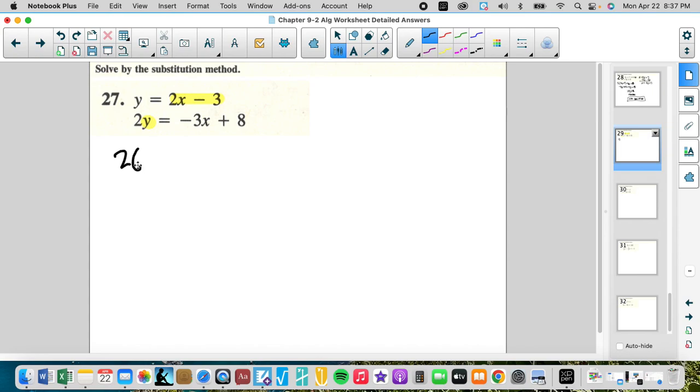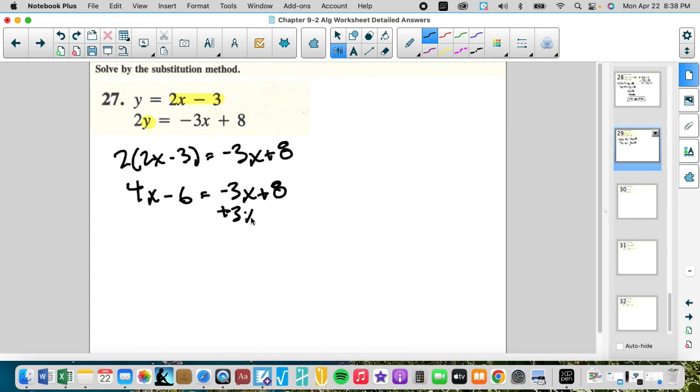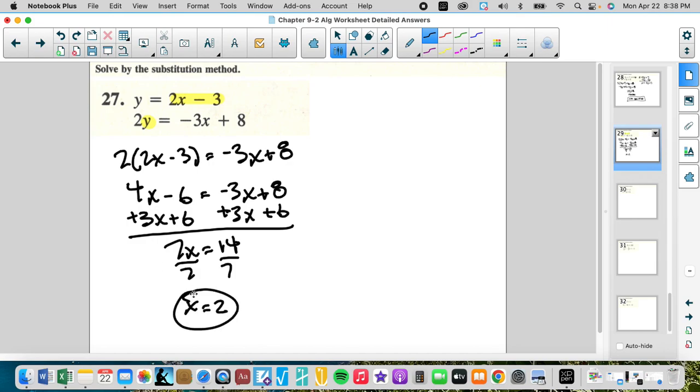So 2 times 2x minus 3 equals negative 3x plus 8. Distribute, that's 4x minus 6 equals negative 3x plus 8. We're going to add 3x. Let's try to keep our variables positive. We're going to move the constant too, I don't mind doing both at one time: 7x equals 14. Divide by 7. x equals 2.